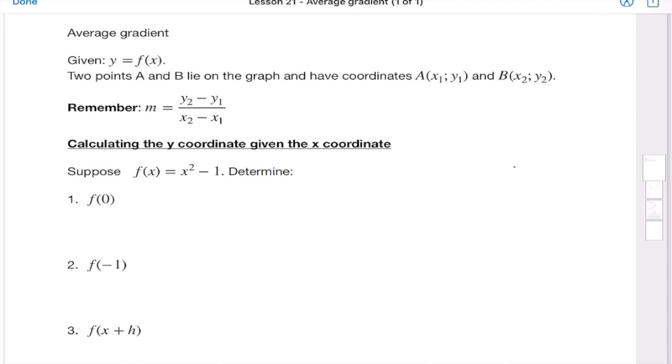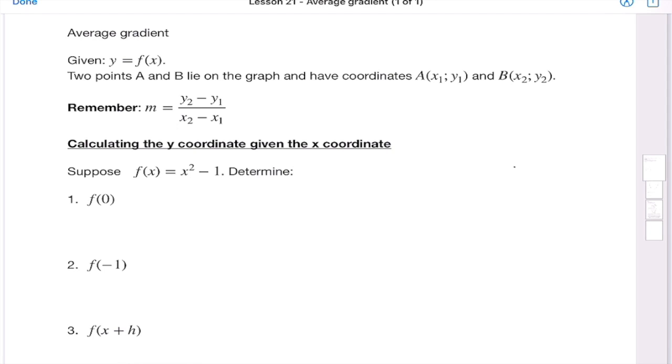A function is given by the equation y is equal to f of x, and there are 2 points on the graph of that function, points A and B. Suppose the coordinates of A are x1 and y1, and the coordinates of B are x2, y2.